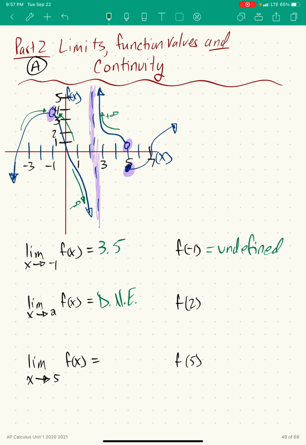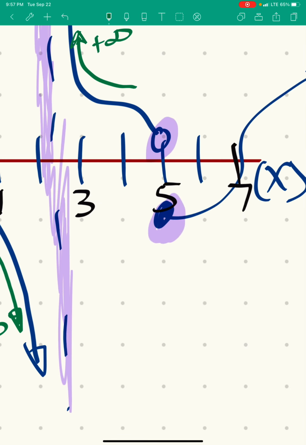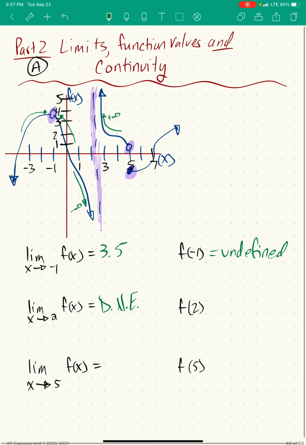Now, do you see a point value anywhere at x equals 2? Again, the answer is no. So we would have to say that f of 2 is undefined. And we can say that the limit is not equal to the function value.